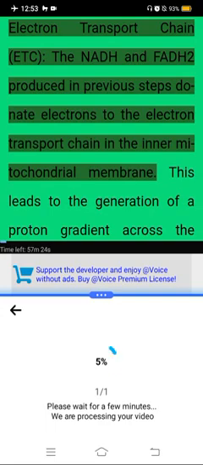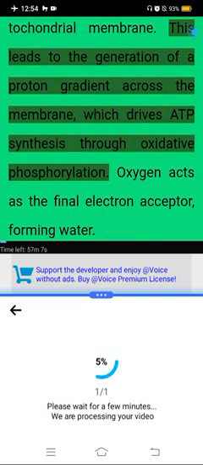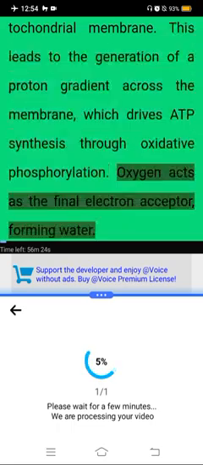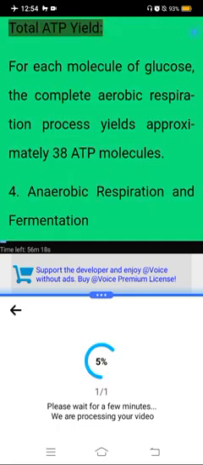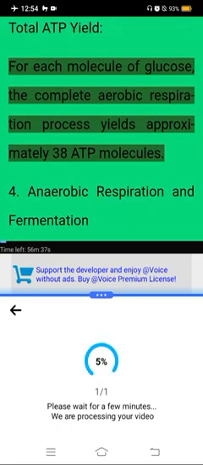Electron transport chain: the NADH and FADH2 produced in previous steps donate electrons to the electron transport chain in the inner mitochondrial membrane. This leads to the generation of a proton gradient across the membrane, which drives ATP synthesis through oxidative phosphorylation. Oxygen acts as the final electron acceptor, forming water. Total ATP yield: for each molecule of glucose, the complete aerobic respiration process yields approximately 38 ATP molecules.